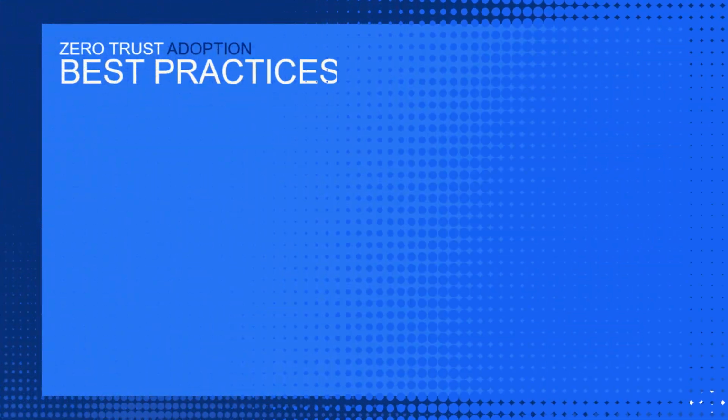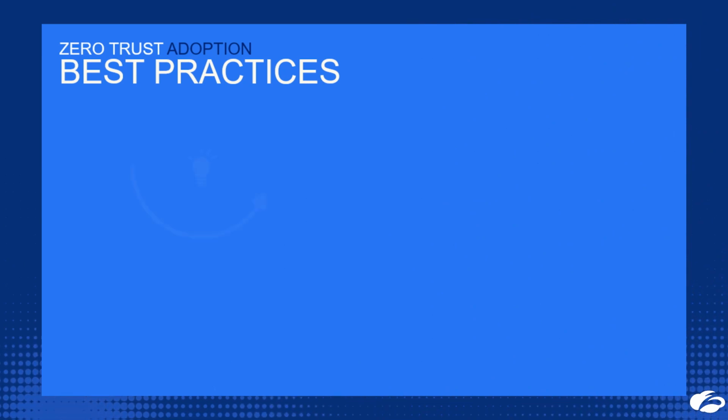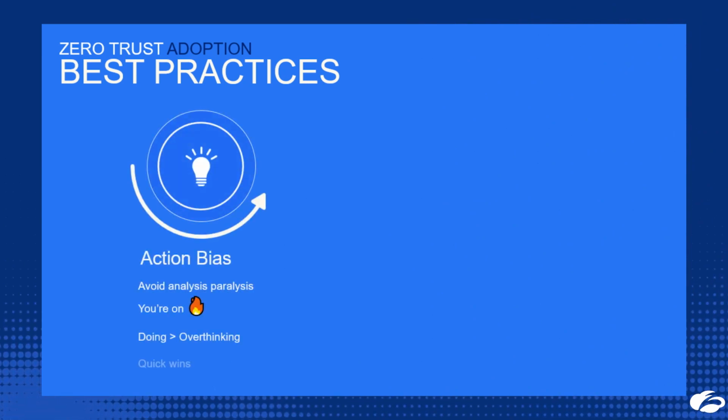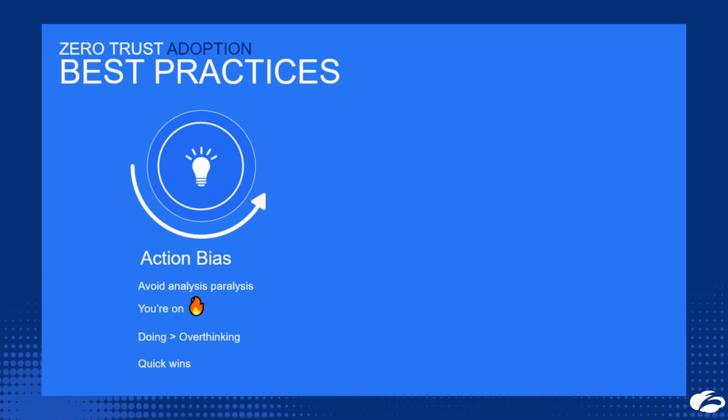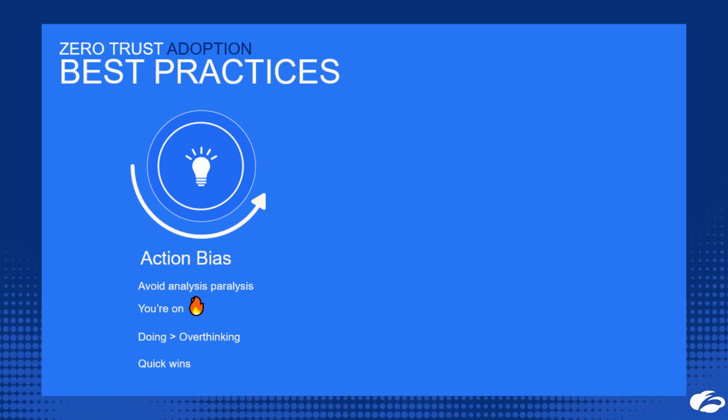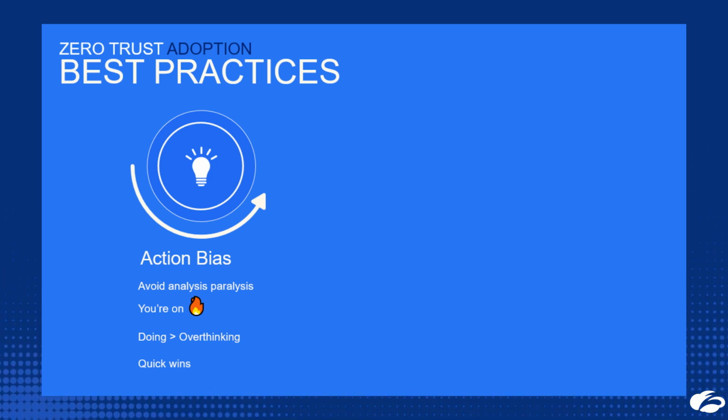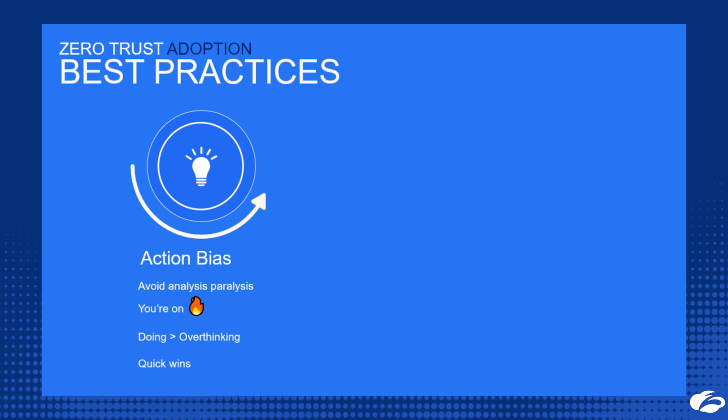And to recap, for Zero Trust adoption best practices, we want to have a bias towards action. So recognizing that the world has changed, public cloud and work from home have changed the attack surface, really avoiding analysis paralysis and having that strong bias to take action, recognizing that you are on fire. Some of the legacy controls that you have in your tech stack may just be tech debt and not necessarily having the security efficacy that you need.